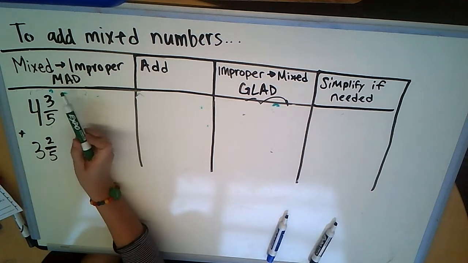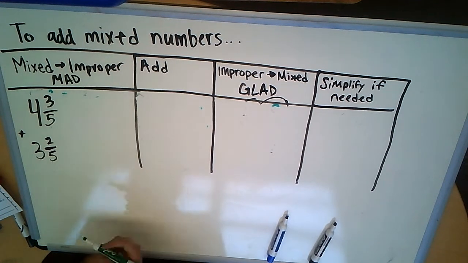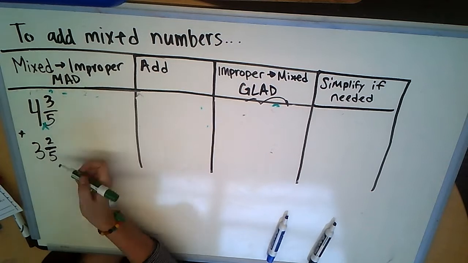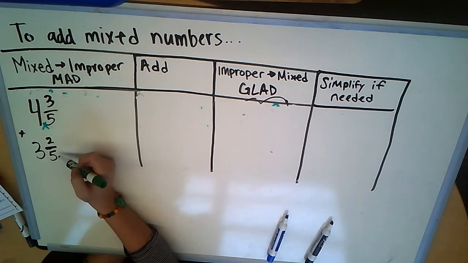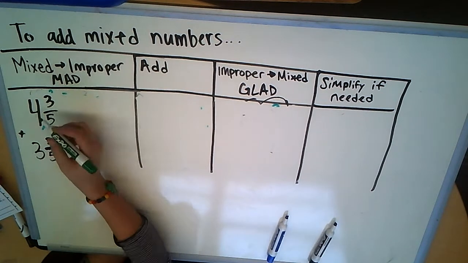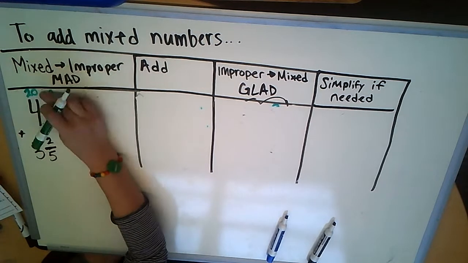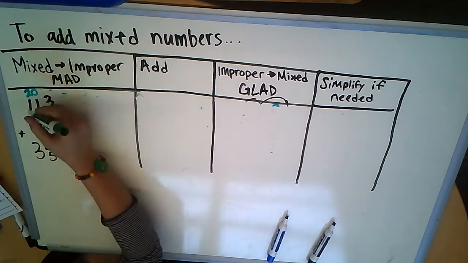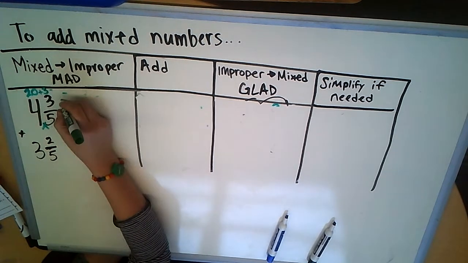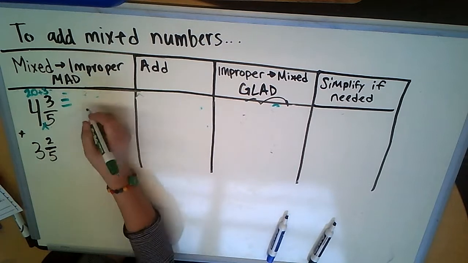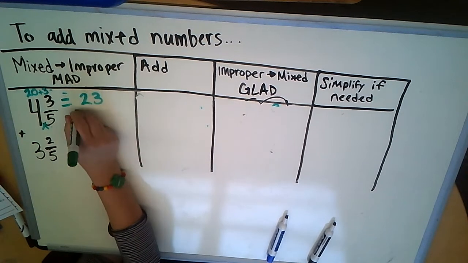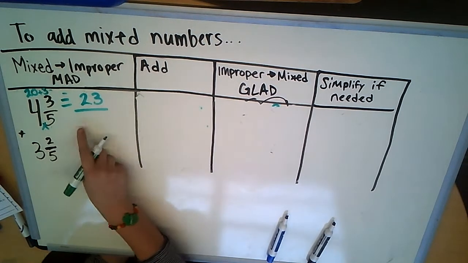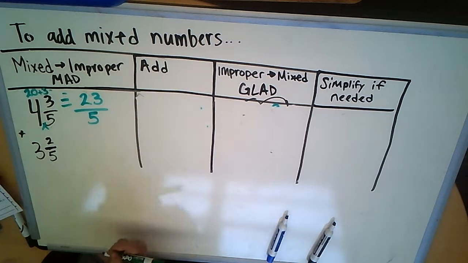Multiply, add, divide. Okay, so the first thing, we're going to multiply denominator times whole number. 5 times 4 is 20. And we are going to add the numerator. So 20 plus 3 equals 23. And the denominator just drags over. So over 5.